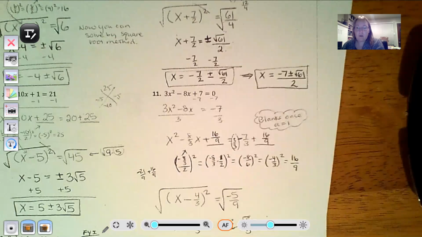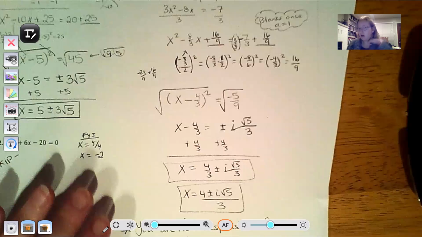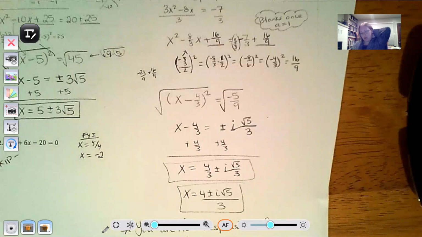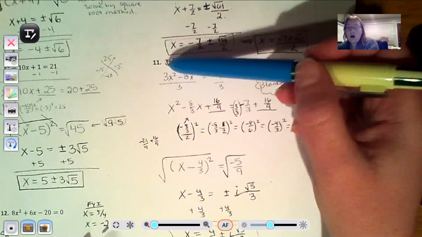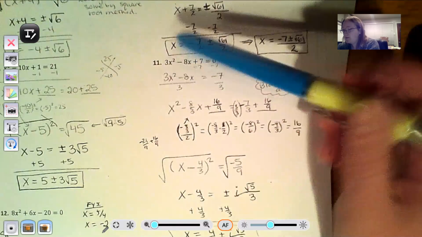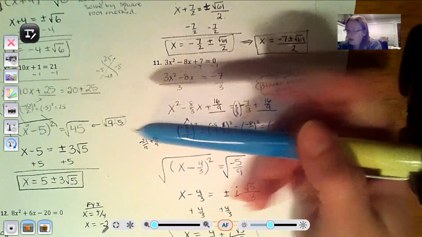11 is another one with fractions. I'm not going to spend too much time on that because we just did one. But I will project it, and if you want to pause and look it over on the recording, that's fine. I'm not going to do many examples where the A is not 1 because it's all much more involved. So because the A was not 1 here, we had to divide both sides by 3 to get it to be an A of 1.